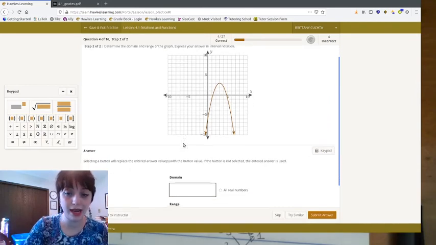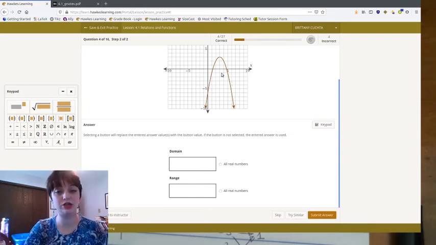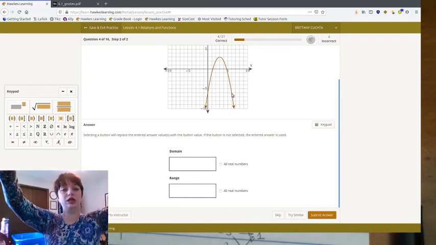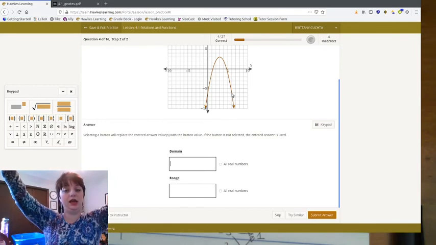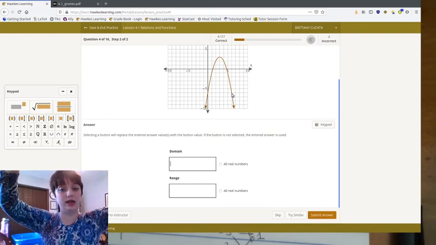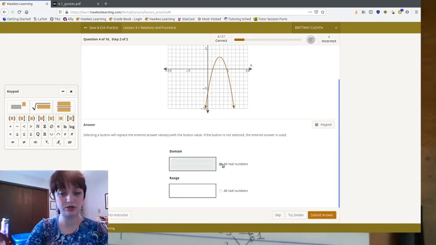So domain. The domain is all of the x's. Now I can imagine as this gets larger, this, I don't know what else to call it other than a bowl shape, is opening more and more, right? So it's going to get wider and wider. And I can imagine if I zoom out more, I'm going to get more of my x's covered. So this keeps going forever. So all of my x's are going to be covered. So my domain is all reals.